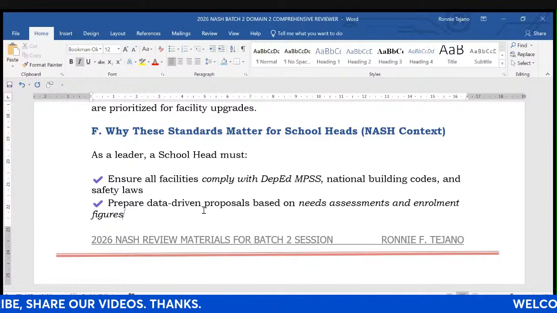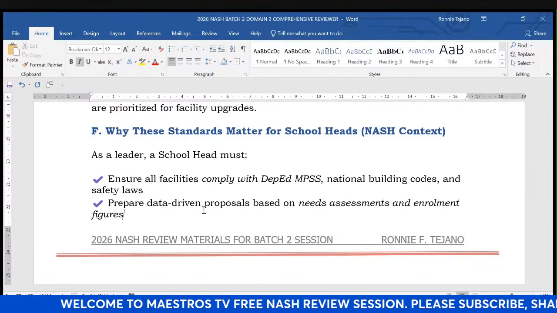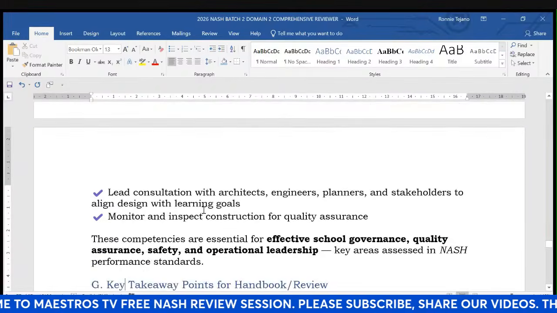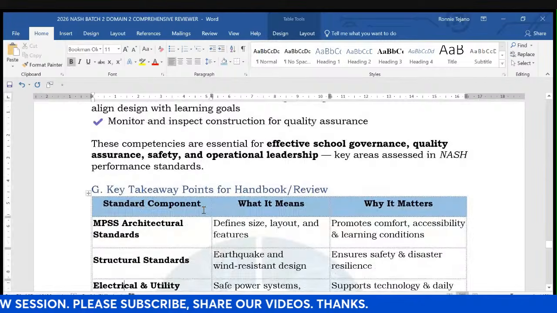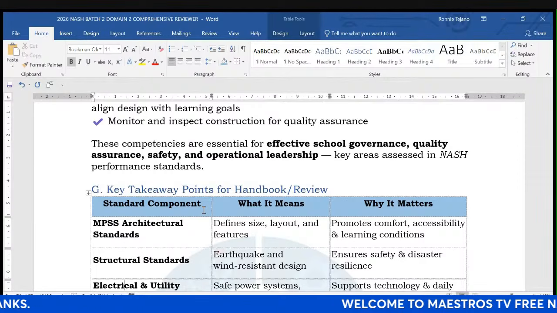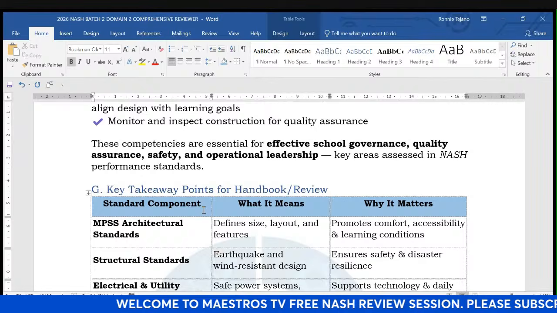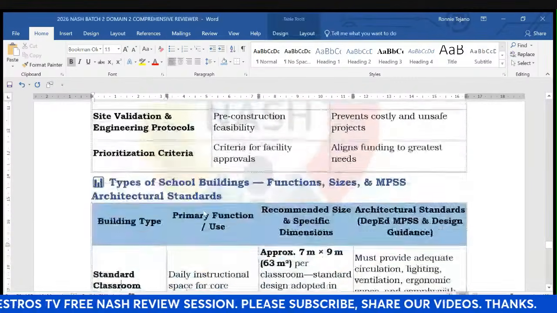So, as a leader, you should ensure all facilities comply with the DepEd minimum performance and prepare data-driven proposals. Okay, kahit hindi man mangyari sa time mo, but then you had submitted a proposal, then pag marinig mo na na-approve na yung proposal, then you are lucky enough to say good luck to the next school head, no? Dahil implement mo na yung aking nasimulan. Ganun. Yan. So these are just a summary of the discussion points.